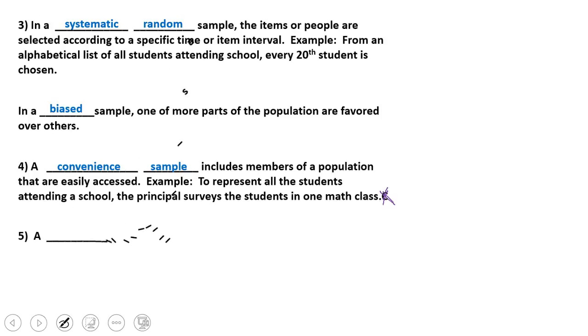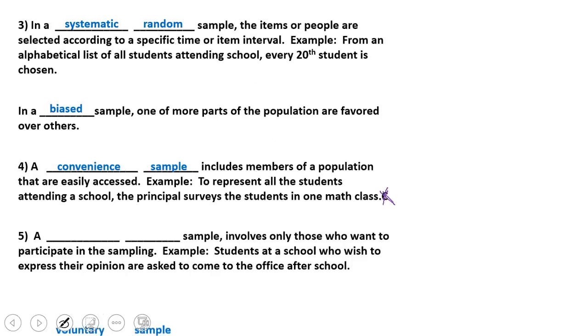And the other one is going to be a voluntary sample. A voluntary sample is a sample which involves those who want to participate in this sample. Example: students at a school who wish to express their opinion are asked to come into the office after school. Well, that's voluntary. And then on top of that, maybe some kids who want to express their opinion can't come after school because they have to hustle to the bus, so they can't make it.